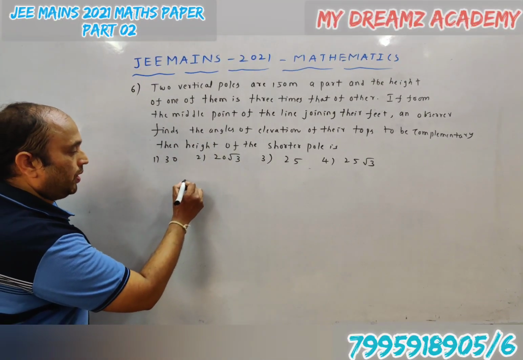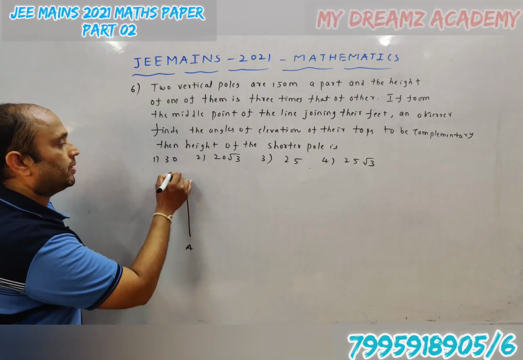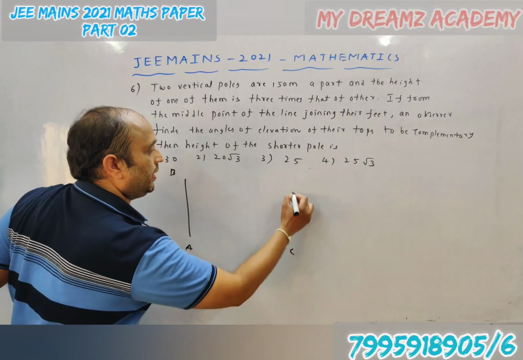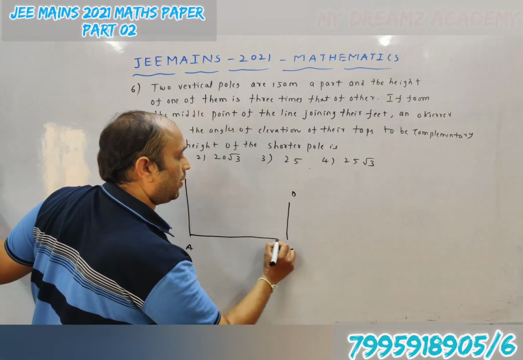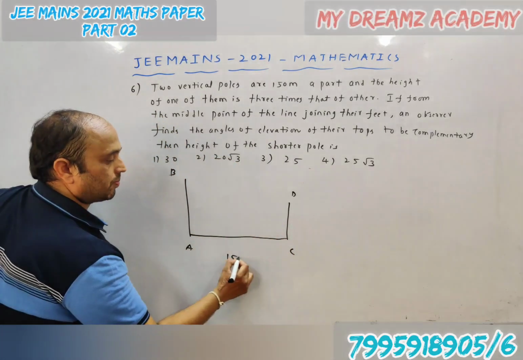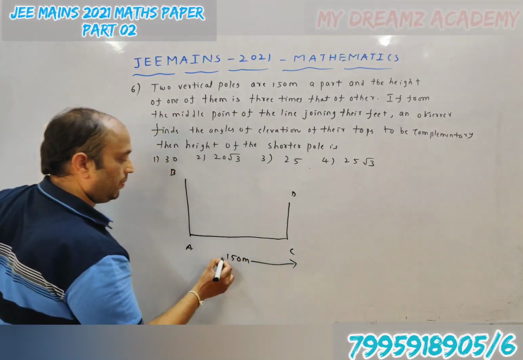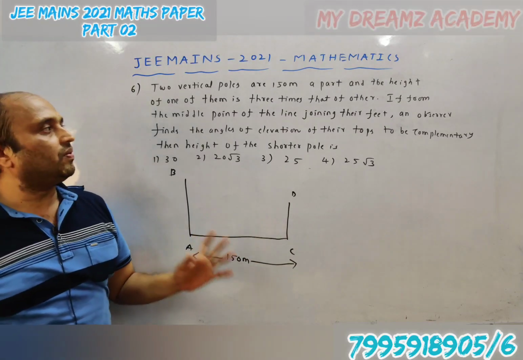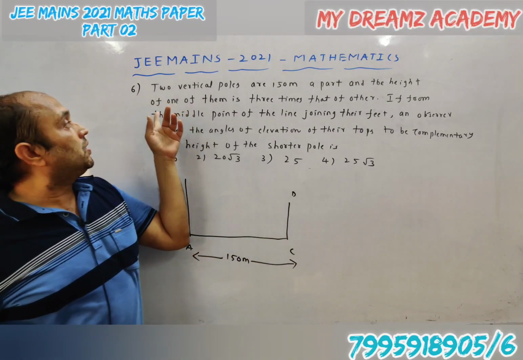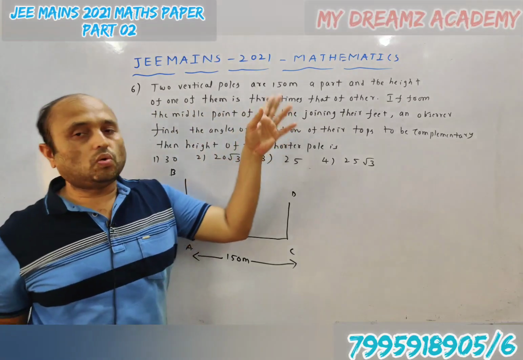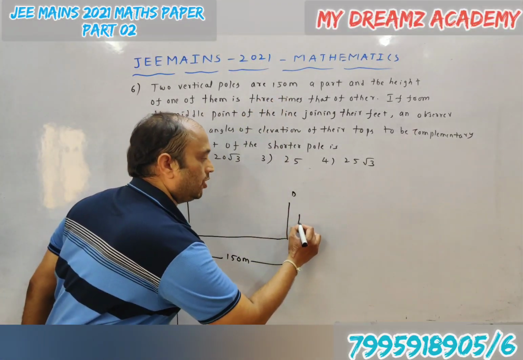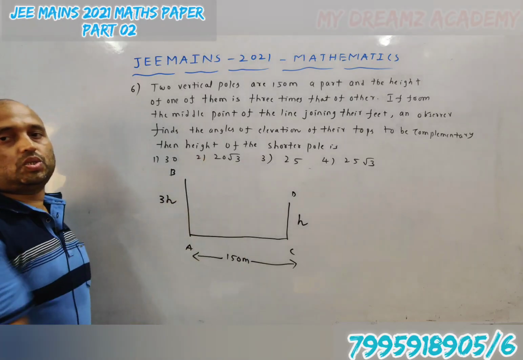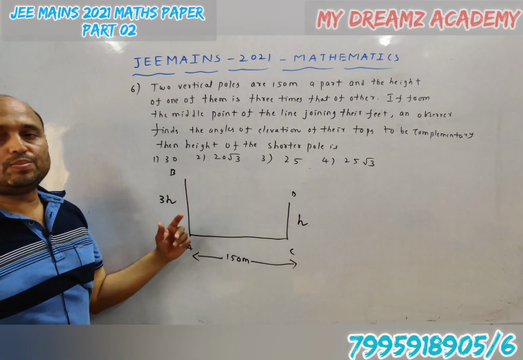Two vertical poles here. Suppose the first pole is AB. This is one vertical pole. The second vertical pole, say CD. The two vertical poles are 150 meters apart. The distance between the two poles is given, 150 meters. So what else is given here? One of them is 3 times the other. If the height of the first pole is h, the height of the second pole is 3h. One of them is thrice the other.